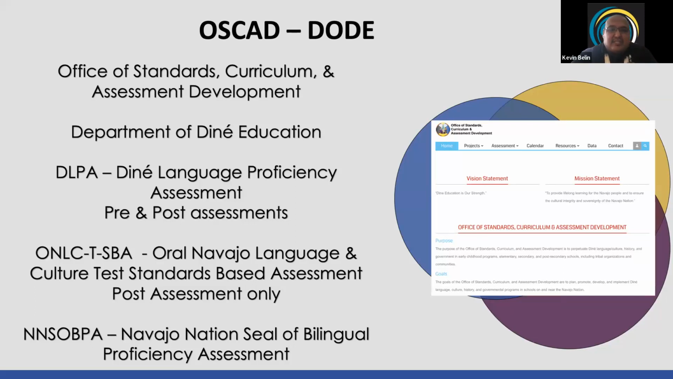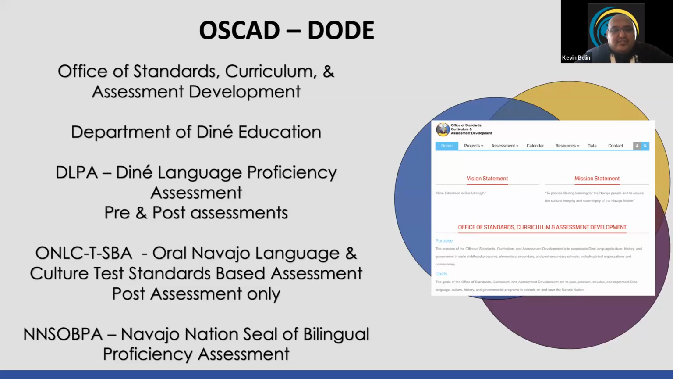So there are three main assessment types that we administer through these two entities. The first is the DLPA, the Language Proficiency Assessment. That is taken 2 times a year, generally around October to November is when we administer that assessment, and then the post-assessment we administer around March. We also partake in the ONLC TSBA, the Oral Navajo Language and Culture Assessment. This is a post only that we did partake in this year and last year as well.